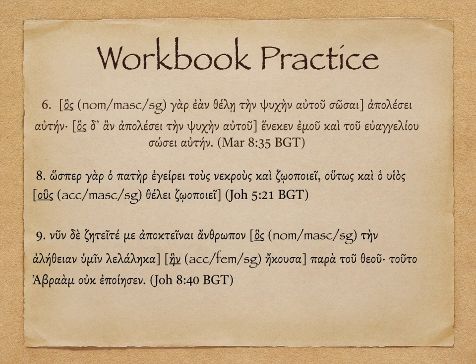But the relative here, hos, whoever, in this instance doesn't have an antecedent. It's just the beginning of a sentence. And then the second clause, hos d' an apolese ten psychen autou, whoever loses his life on behalf of me, heneken emou kai tou euangeliou, sosei auten, he will save it.